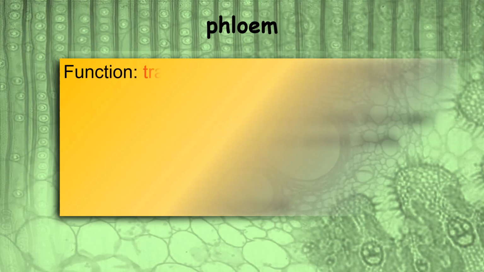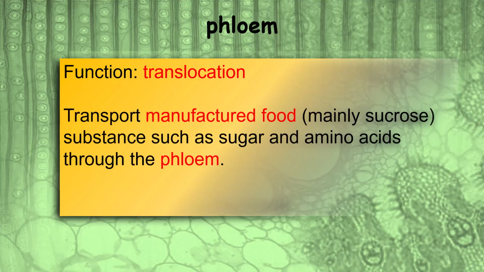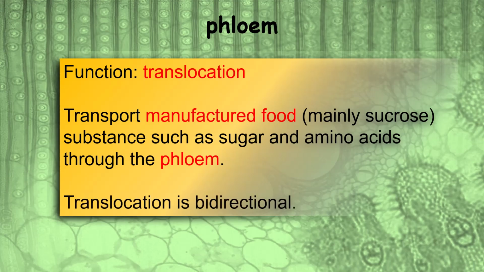Phloem. As for phloem, its function is translocation. Translocation is the transport of manufactured food substances, such as sugar, specifically sucrose, and amino acids through the phloem. Translocation is bidirectional, meaning food can go up or down. But just take note that the food is dissolved in water. So water also flows through the phloem, but water transport is not the ultimate aim.